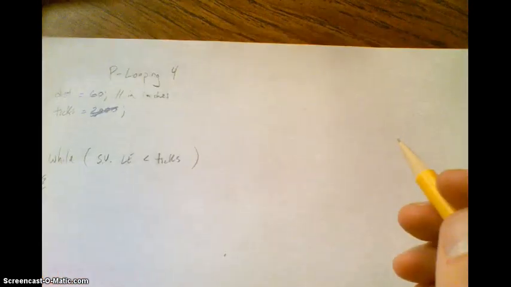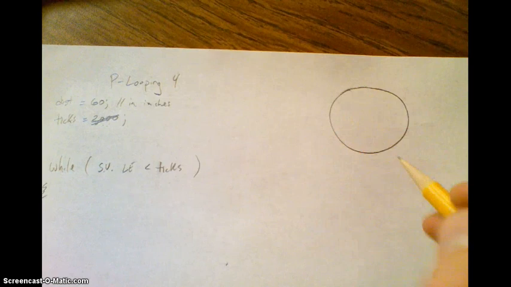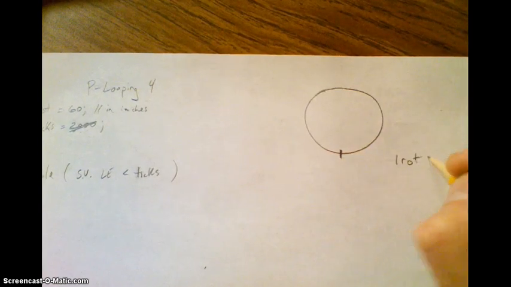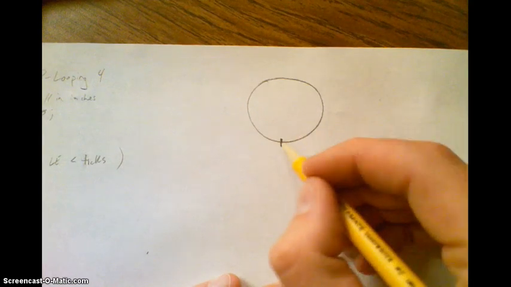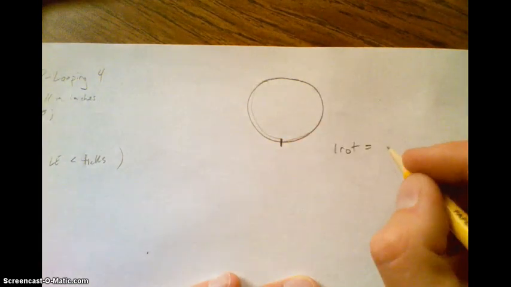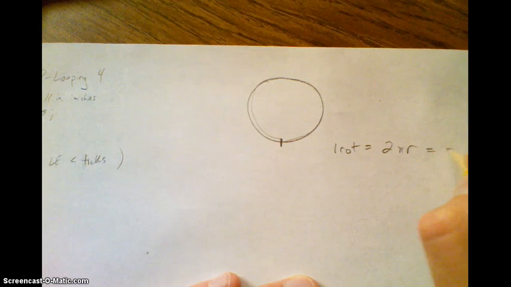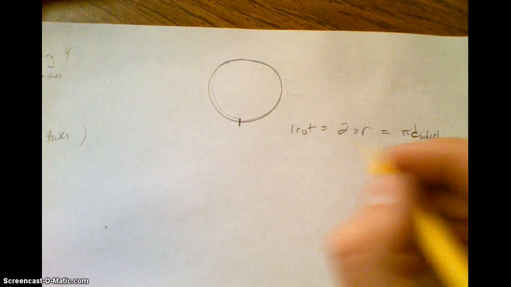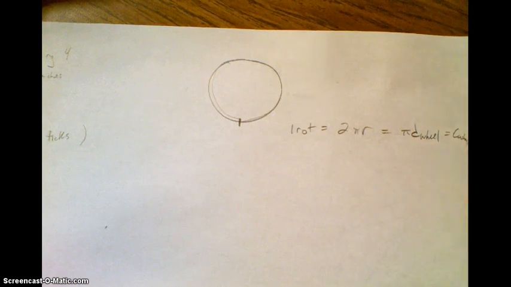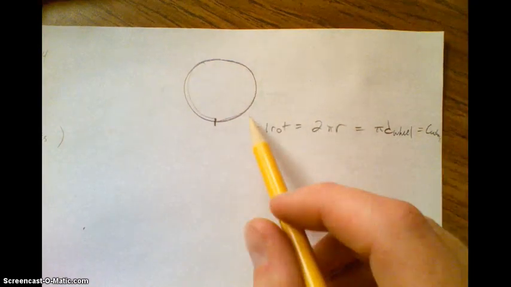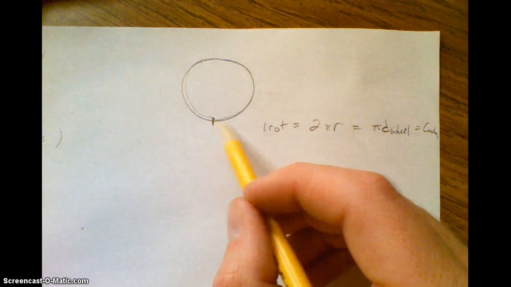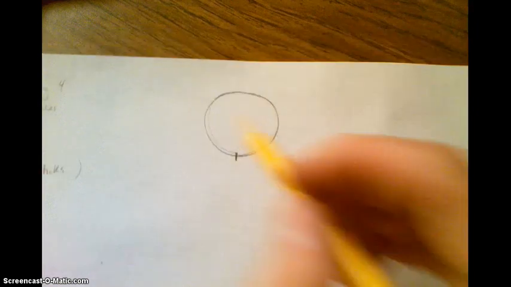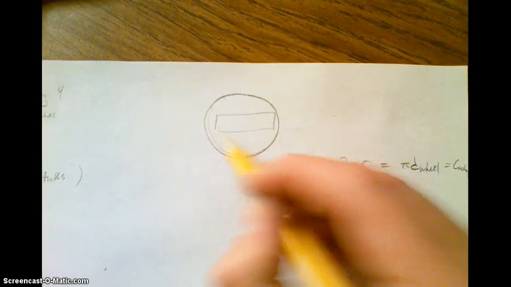If I look at the geometry of my robot, and I have my wheel, one wheel rotation is equal to the circumference of that wheel, which is 2 pi r, or pi times the diameter of the wheel. So I'm going to set this up as a conversion factor to go from rotations to inches, or inches to rotations.